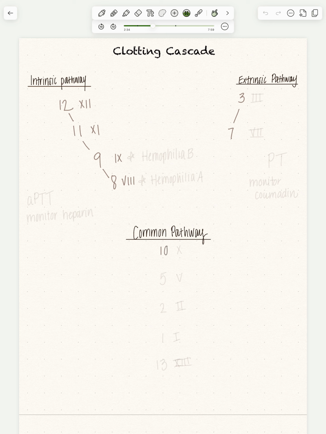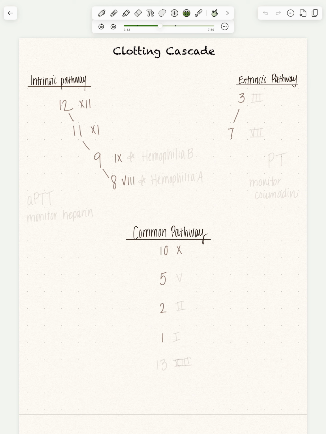The number 10 in Roman numerals is also written as an X. So they like to say that X marks the spot for the common pathway. One thing that helps me remember this is that 3 plus 7 equals 10. And that's how I remember that the common pathway starts at 10. After 10, you have 5, then 2, then 1. A way to remember this is that 5 times 2 times 1 equals 10.